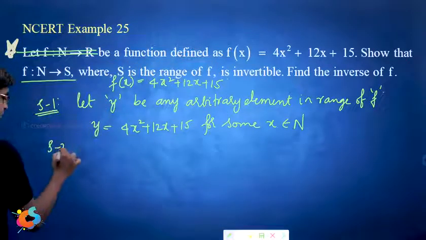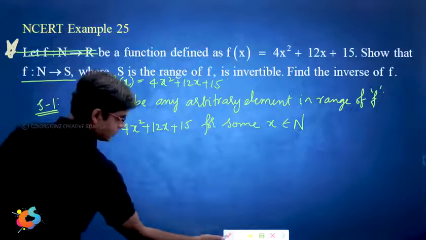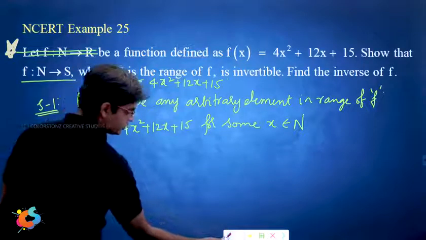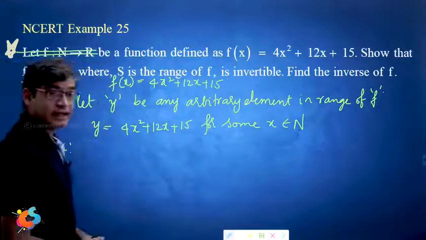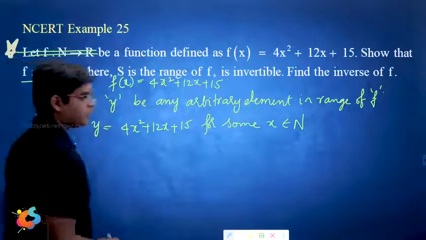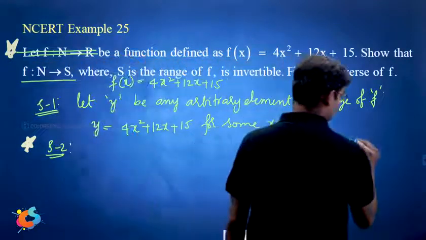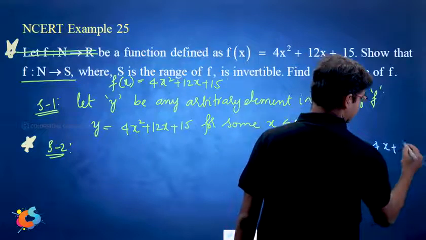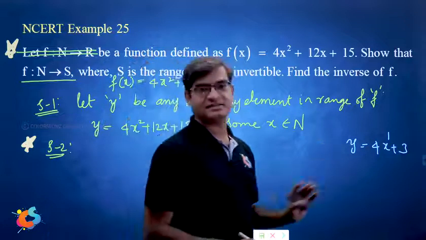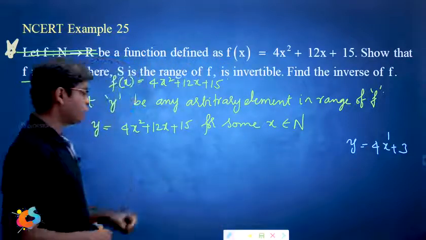Next, step 2. This is important from the competitive exam perspective. So what are we going to do here? We are going to get x as a function of y. We have a quadratic here. Before it was linear, so it was very simple. What is linear? Linear means the highest power of x is 1. So x is equal to (y minus 3) by 4, very simple. Here, how do you do it?